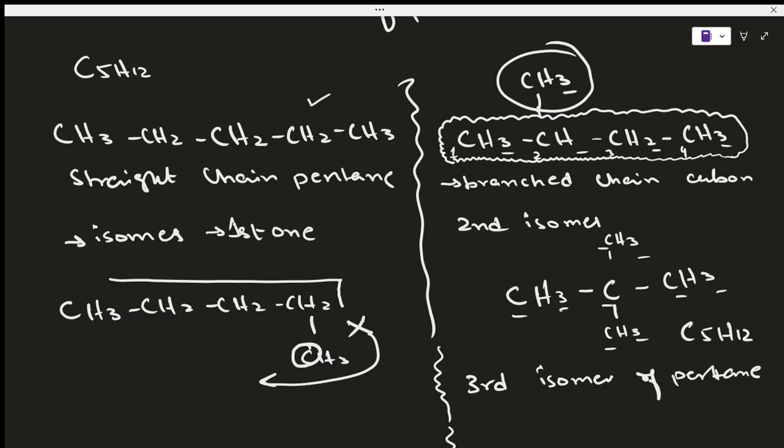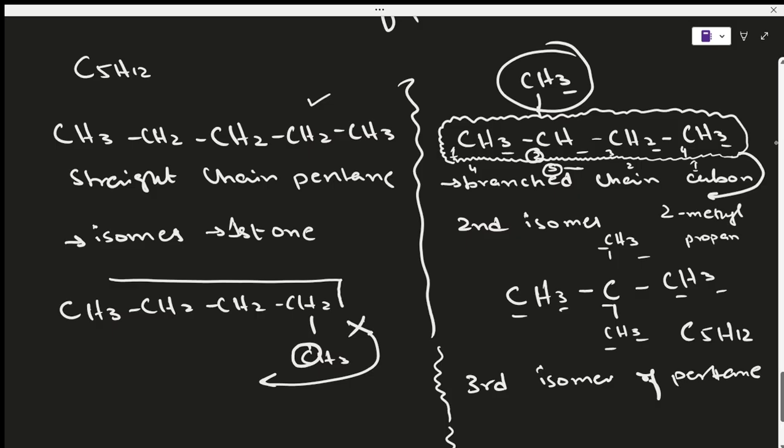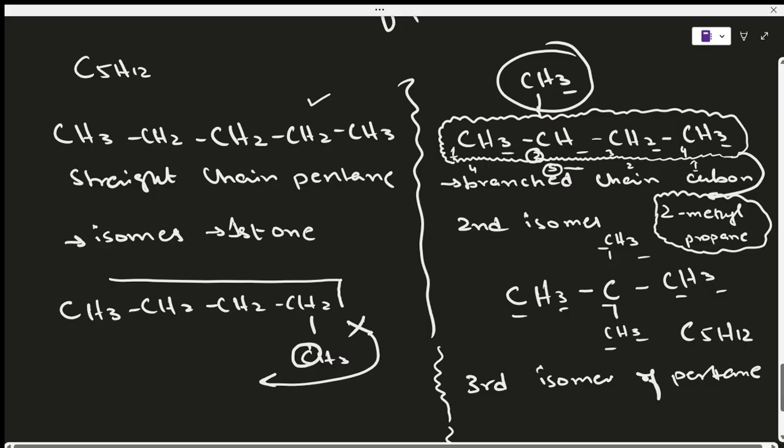We named it from the carbon which is closest to the branch. If I were to name it from here, this would become 1, 2, 3, and 4, and there you have 3 and you have 2. So of course this is not the closest one. Since we have now named it, we can call this one 2-methyl propane. And don't worry, you won't be asked to name this. If you can remember this name, I think that would work fine.